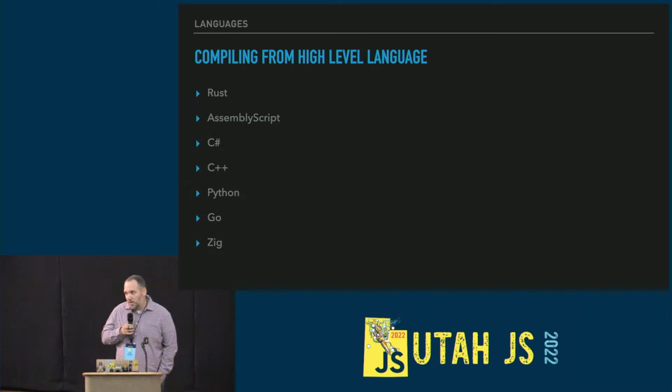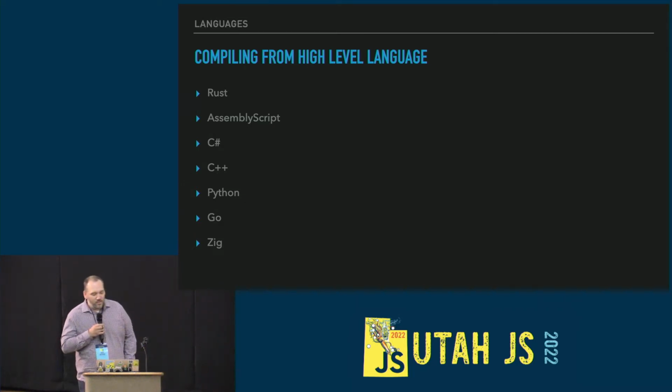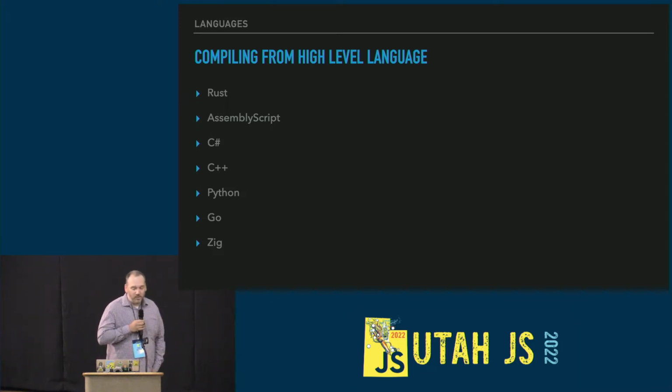So Rust is the most popular one. AssemblyScript, which we'll be using today. This is a language designed to compile to WebAssembly. C#, that's gained a lot of popularity. C++, that's kind of like the OG WebAssembly target language. Python, Go, Zig, this is kind of a fun language if you're poking around. Anyway, a lot of these languages will compile very efficiently to WebAssembly.